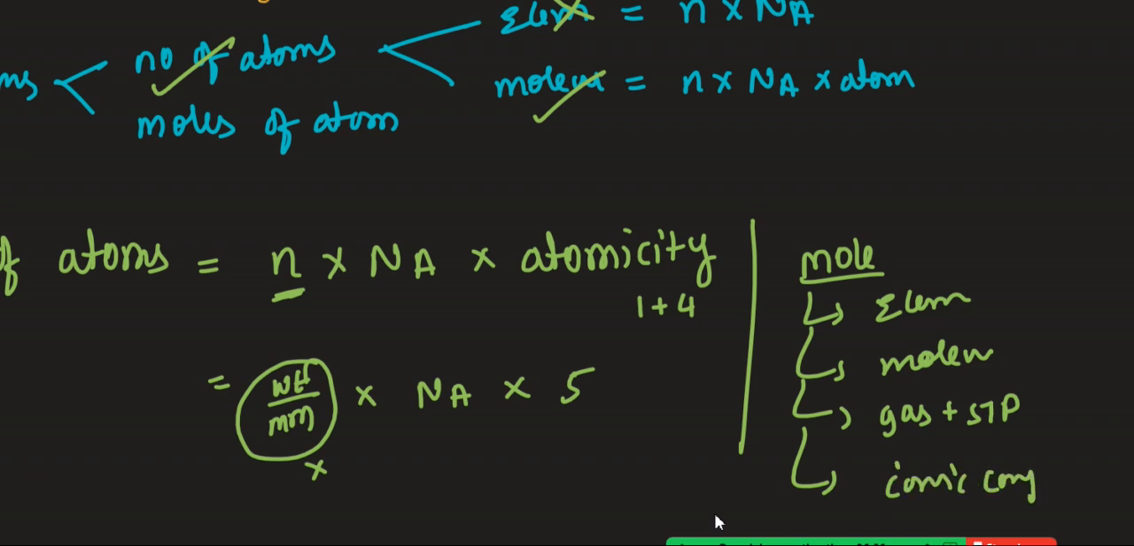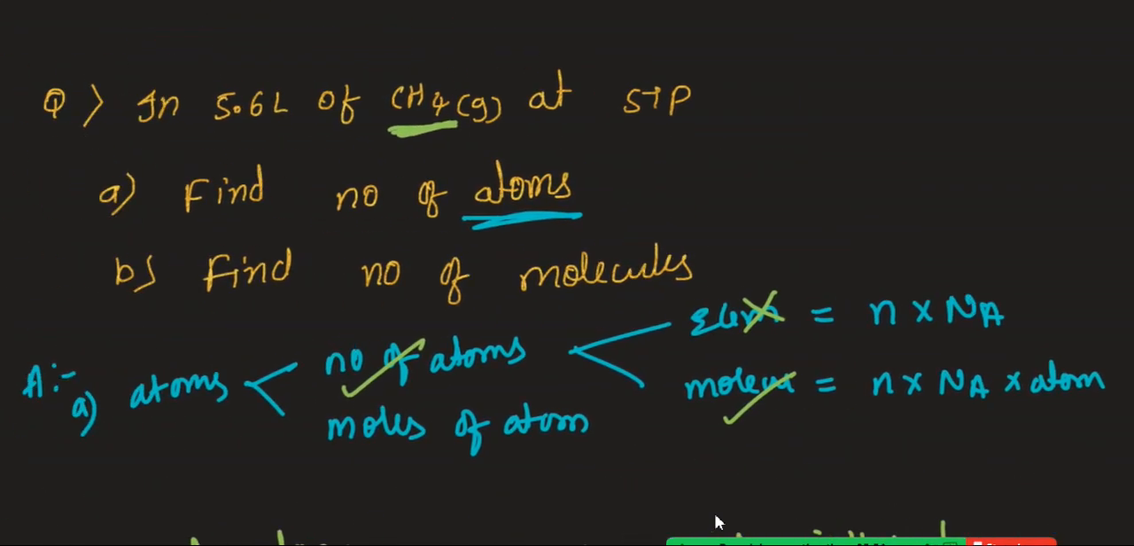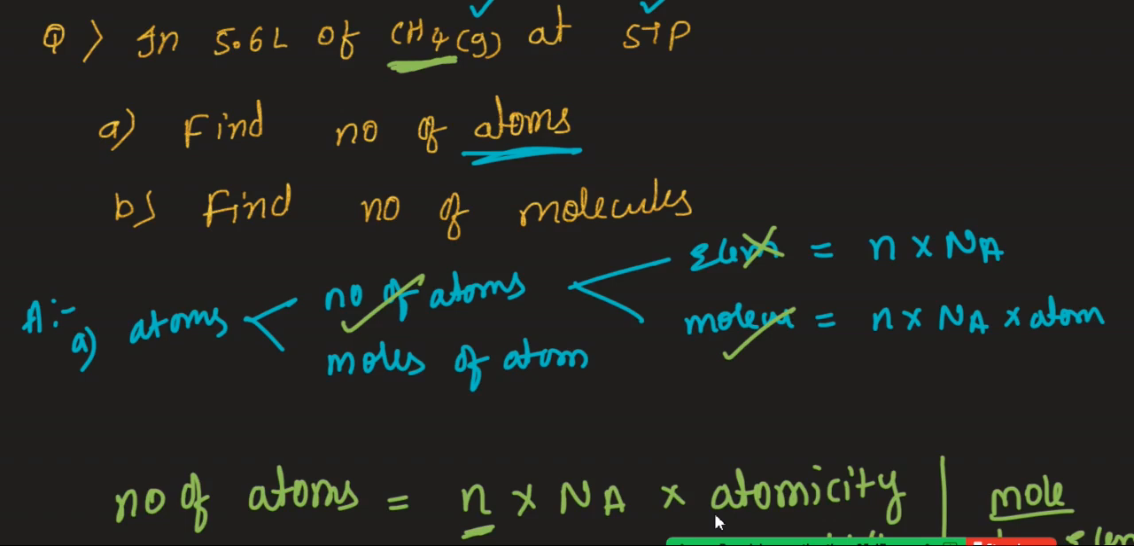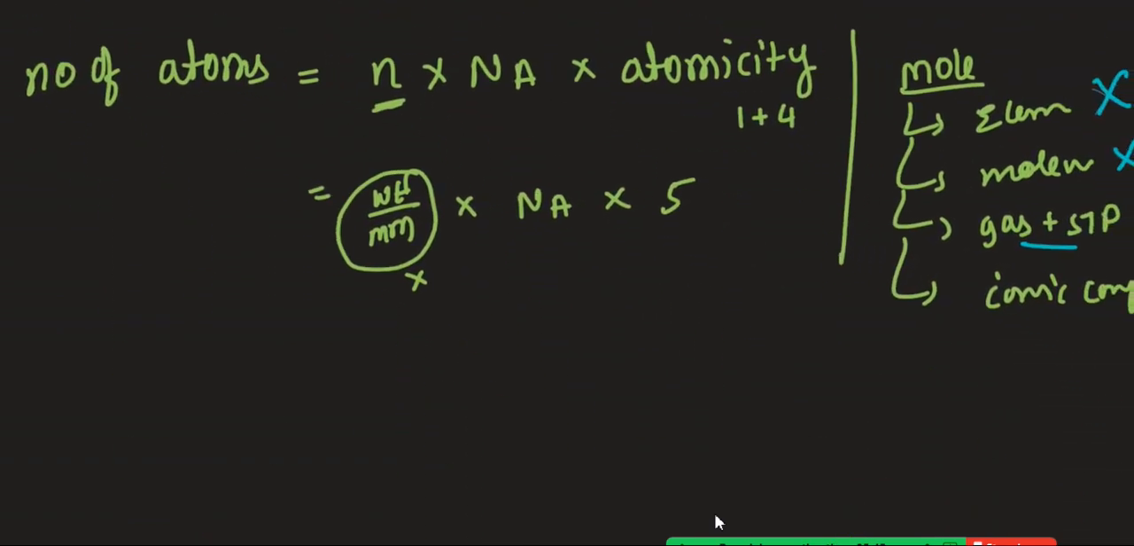Ionic compound. Now the given question obviously is not an element, so we can eliminate the first one, right? Coming to the molecule, the question is a molecule, but do you have weight in the given question? No. Let us check for gas and STP. Do you have gas in the question, and do you have STP also? Right, so when you have gas and STP, how do we find out the moles?